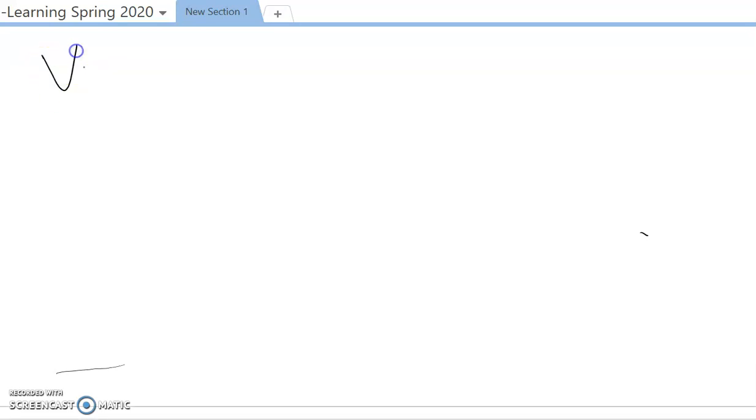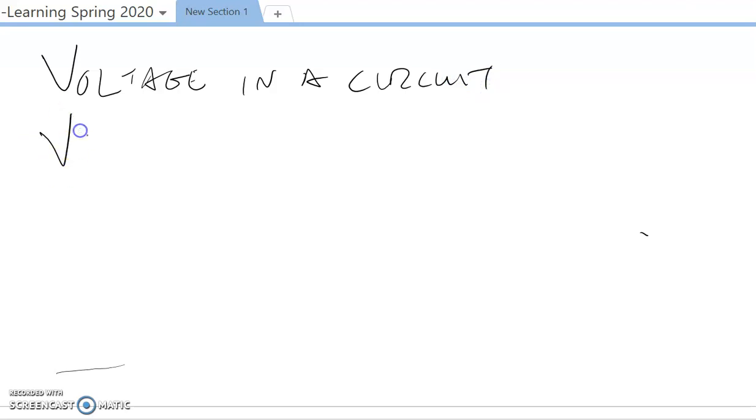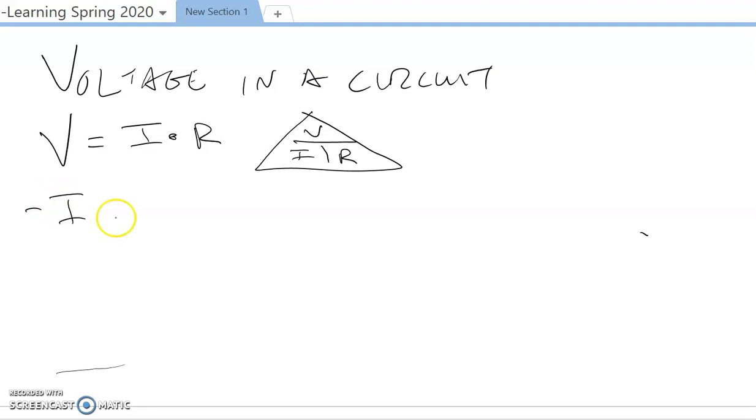All right, we are going to talk about next how voltage works through a circuit, how voltage drops. So voltage in a circuit. All right, so if you remember correctly, voltage is the relationship between current times resistance. This is Ohm's law. We put that in a triangle like this, it would be on top. IR. And the real deal here is that I is a function of your voltage and resistance.